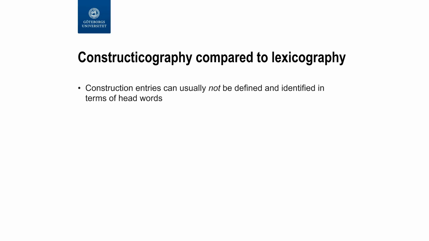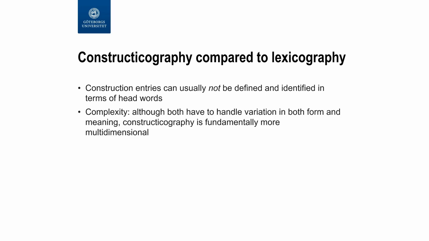If we take the other perspective and compare it to lexicography, one obvious difference is that construction entries cannot be identified in terms of a specific headword. And a lot of the things I've been saying derives from that. Then there's a difference in complexity. Of course, in both lexicography and constructicography, you have to handle both formal and functional variation, but it's just more of it in constructicography because it's more fundamentally multidimensional.